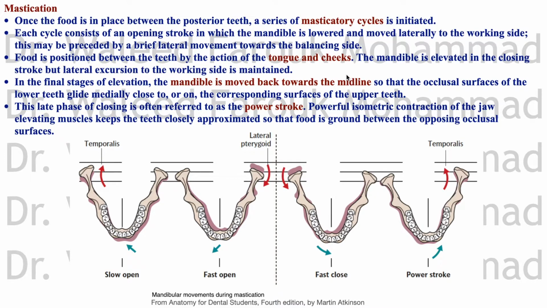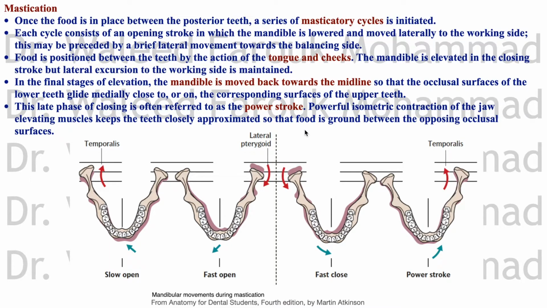The mandible is elevated in the closing stroke, but the lateral excursion to the working side is maintained. In the final stages of elevation, the mandible is moved backwards towards the midline, so that the occlusal surfaces of the lower teeth glide medially close to the corresponding surfaces of the upper teeth. The late phase of closing the mouth is often referred to as the power stroke.